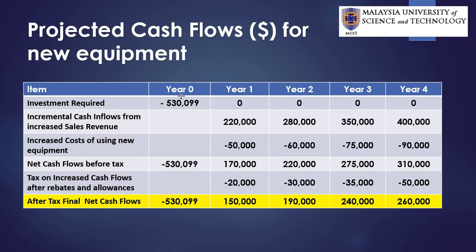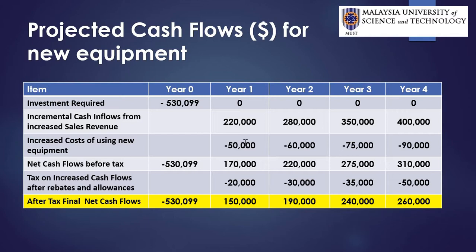So if I take the inflows minus the outflows, I should get my net cash flows. And my position of net cash flows before tax will be that I will now have to invest 530,099. In the first year, I will have a cash surplus. Please note that this is now a surplus, a profit of 170,000. In the second year, I will have a cash surplus of 220,000. In the third year, I will have a cash surplus of 275,000, and in the final year, I will have a cash surplus of 310,000.